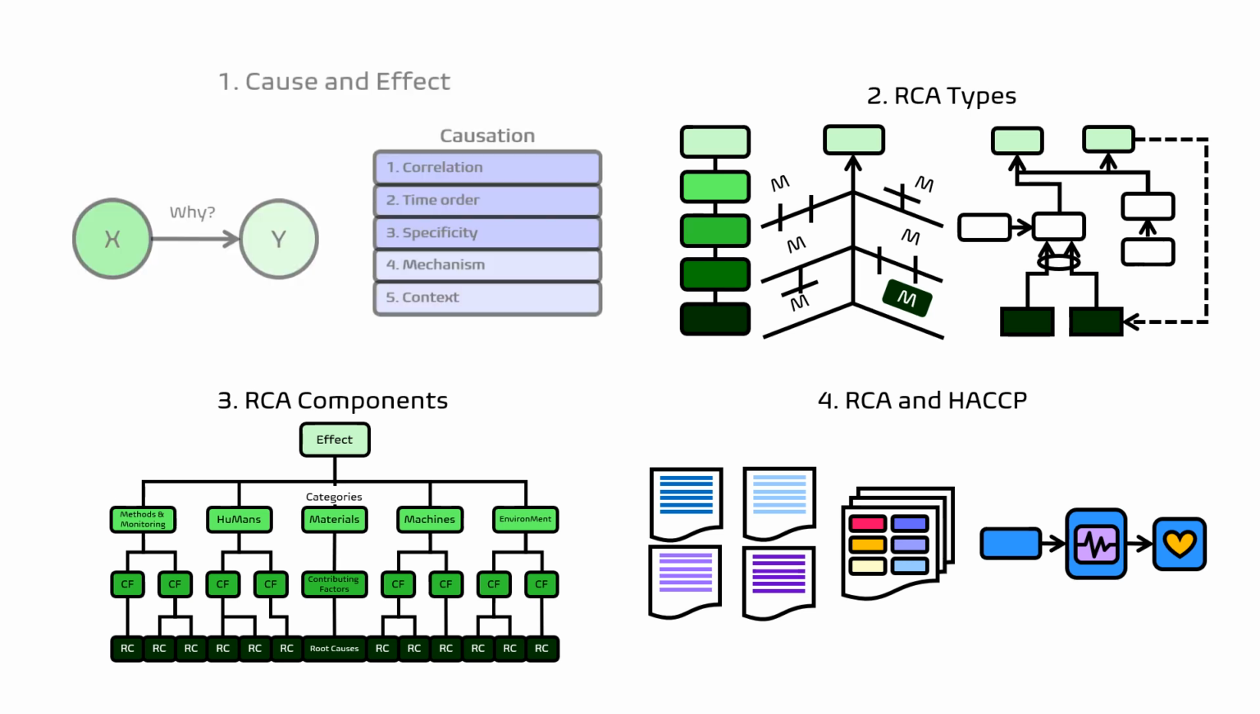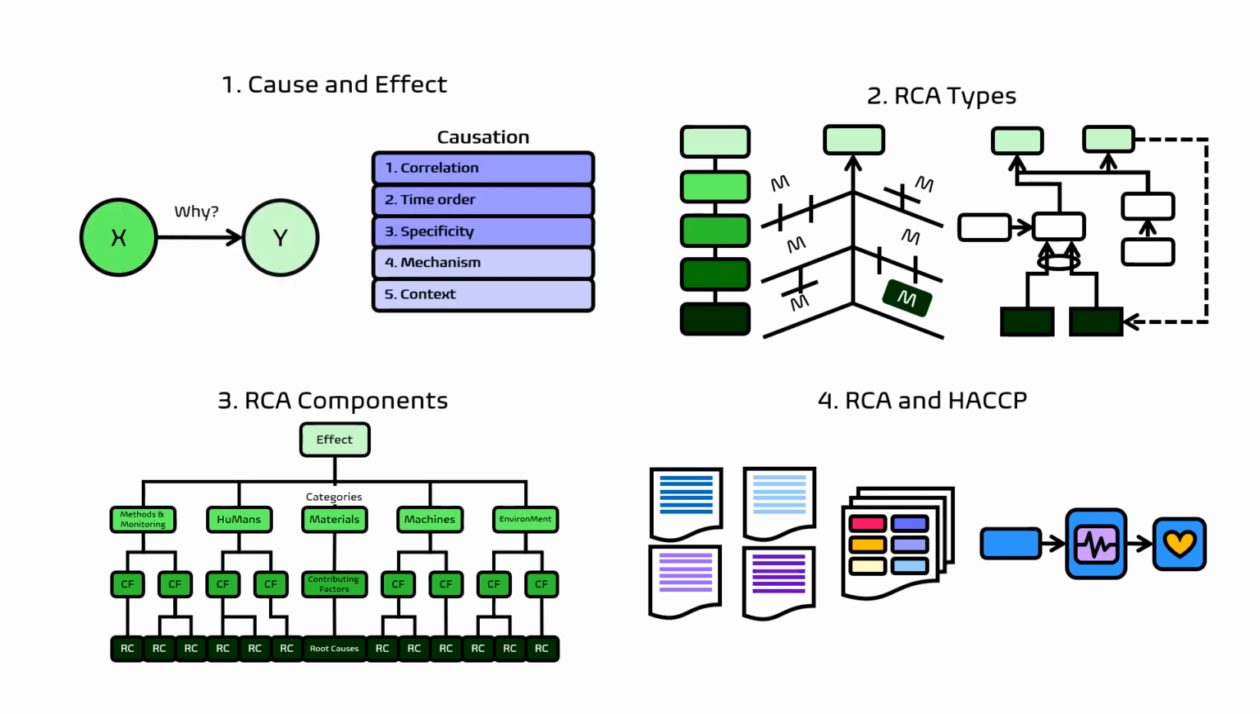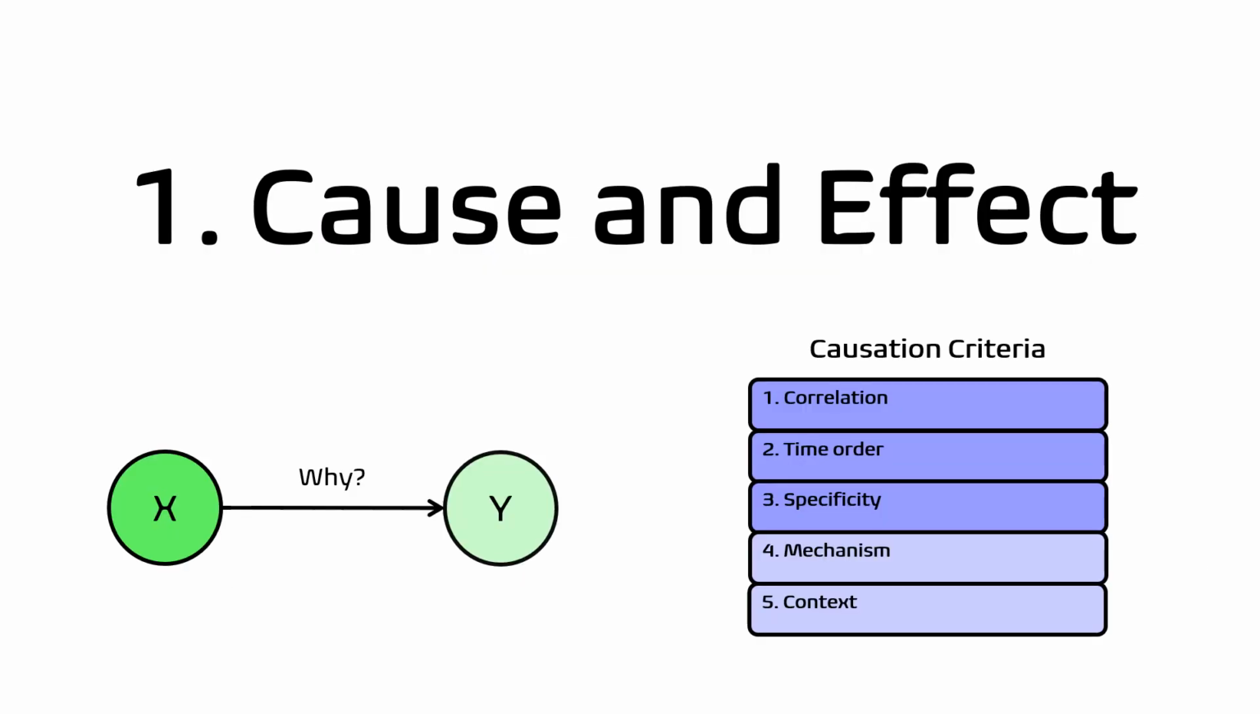This video is the first of a series intended to explain the fundamentals and use of root cause analysis in food safety management, specifically the HACCP system. To start, let's do a rapid overview of cause and effect relationships and how creating drawings makes their analysis easier.